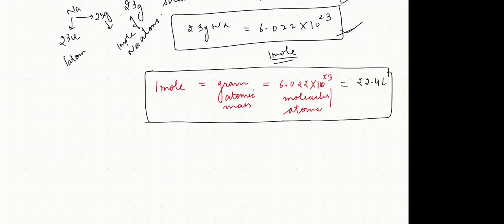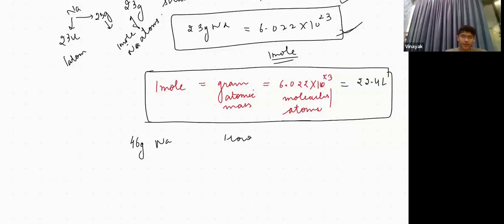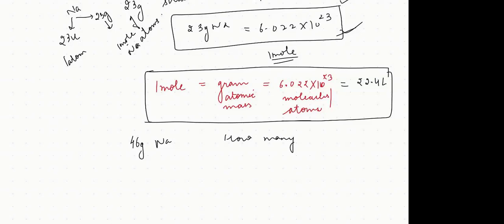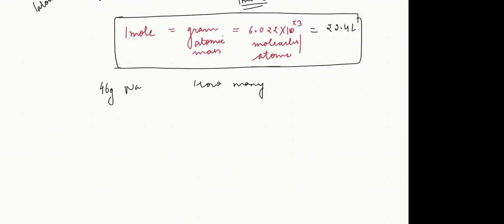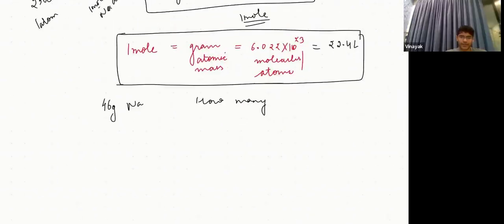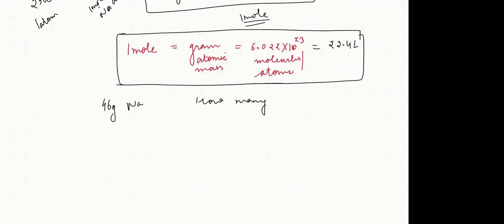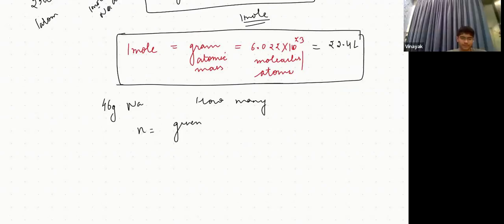Got it? So now let's suppose I give you 46 grams of sodium. How many atoms would it contain? 1.2044 into 10 raised to 24. How did you calculate this? Multiplied 6.022 into 10 raised to 23 by 2. Why did you do that? That's my point. So you will say number of moles is equal to given mass over molar mass.